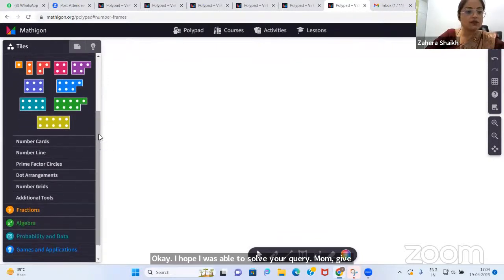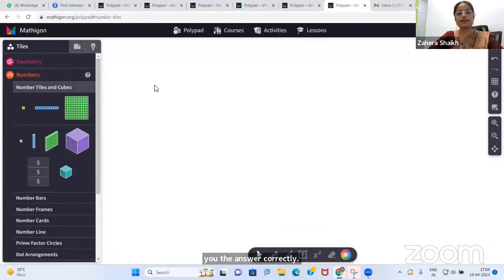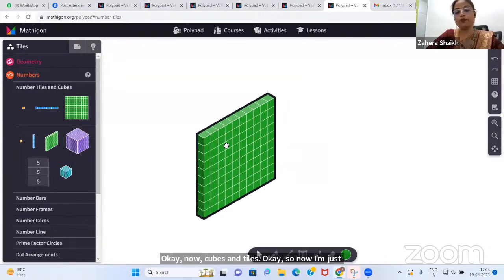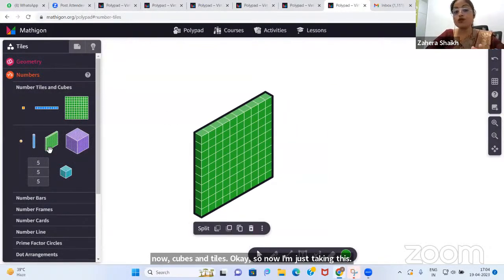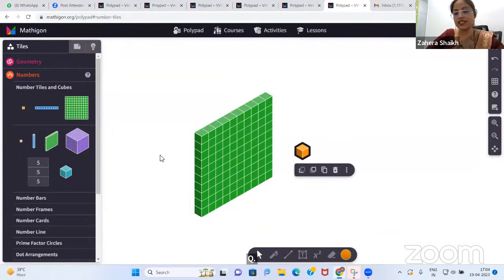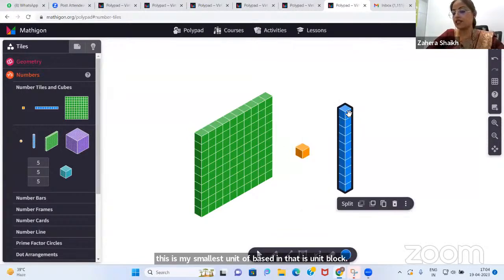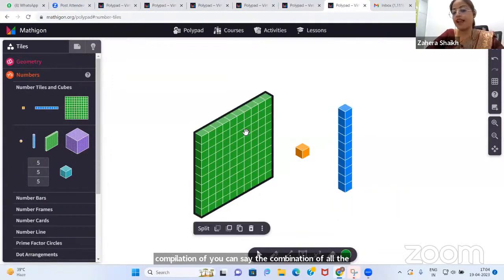Okay, now cubes and tiles. So now I'm just taking this cube. Let me introduce first, if you are using this for the first time: this is my smallest unit of base 10, that is the unit block. And this is my tower of 10, nothing but the combination of all 10 unit blocks together in a tower. And this is my flat square of 100 units, or you can say the 10 towers of 10.